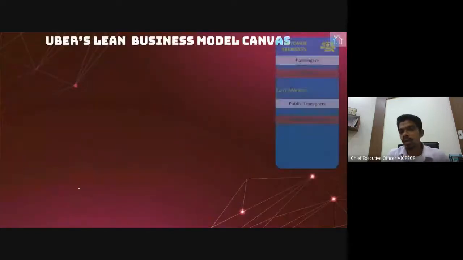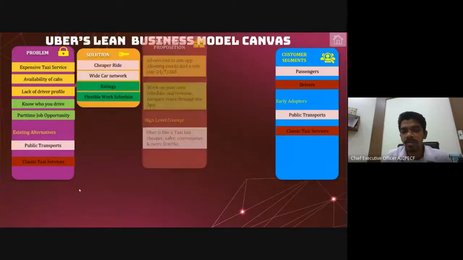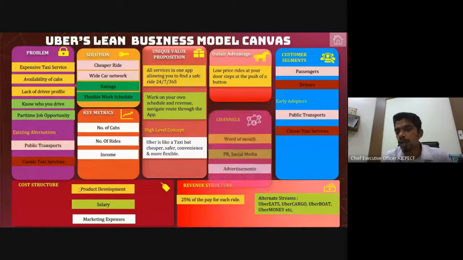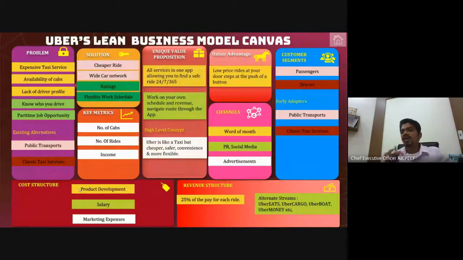So look at Uber's lean canvas. See how much difference there is between BMC and this. We had mapped BMC in so much detail, and see how lean canvas has helped Uber very simply, in a simplified version, identify your customer. Who are your customers? Passengers and drivers. Simple as that.